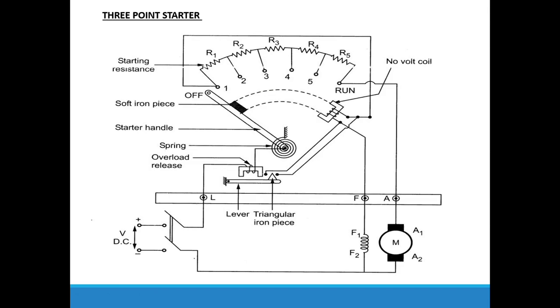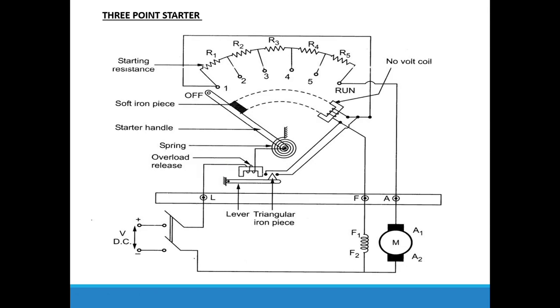Let us discuss the operation of 3-point starter. The handle is moved over the starting resistance after switching on the supply. When the handle is at stud number 1, the full starting resistance is included in series with the armature. Therefore, the starting current is reduced. When the handle is further moved from 1 to 2, 2 to 3, in this way, the resistances are cut out gradually. At the same time, the motor develops back EMF when it gathers speed.